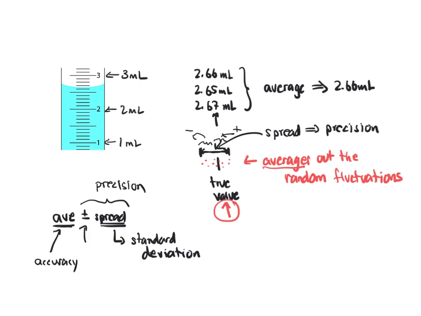And then the larger this spread, the larger this plus minus value, the less precise my measurement is. So the bigger the spread, the less precise I have been in measuring. The closer everything is to the average, the more precise. So smaller plus minus means more precise. Larger plus minus means less precise.